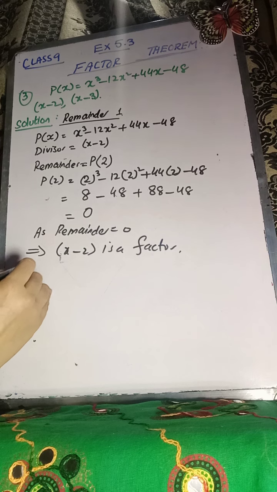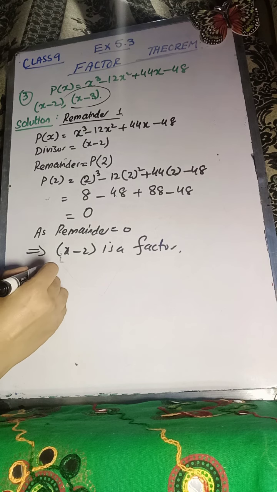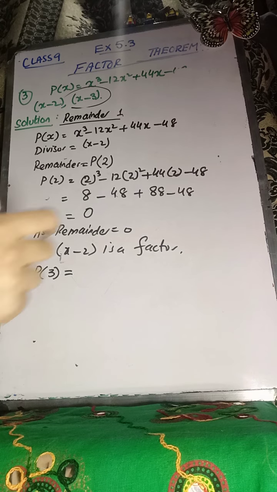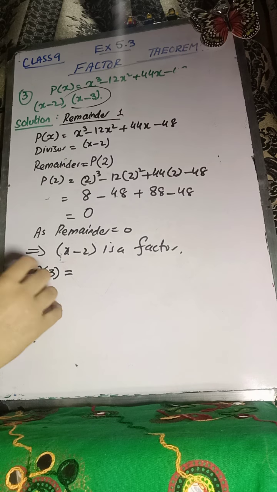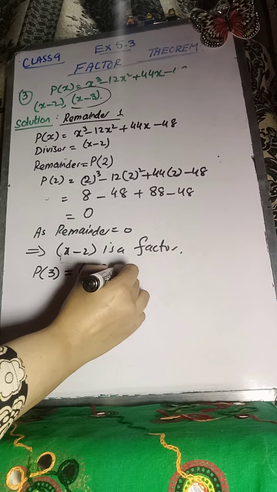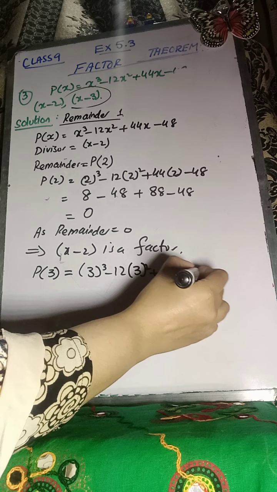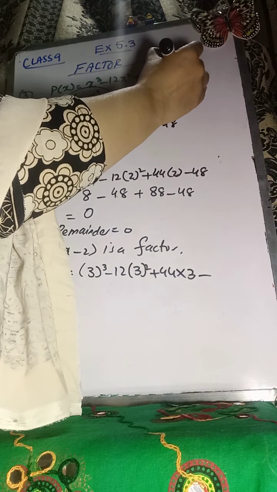Similarly, in the second case, to check whether x minus 3 is a factor of this polynomial or not, to find the remainder when this polynomial is divided by x minus 3, we are going to find p of 3, which will be 3 whole cube minus 12 times 3 square plus 44 into 3 minus 48.